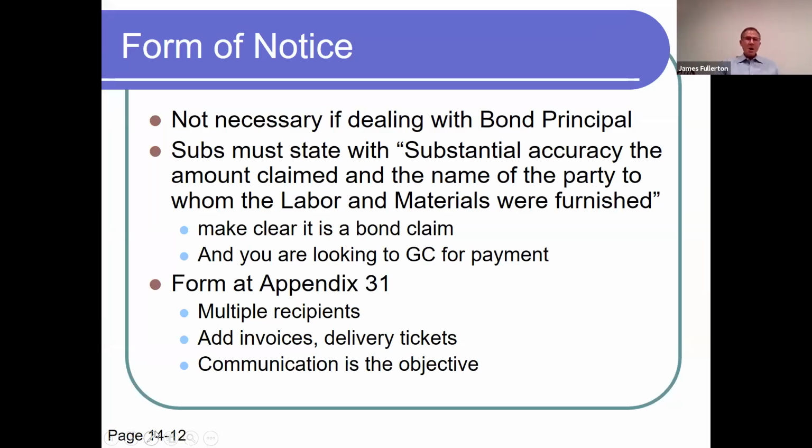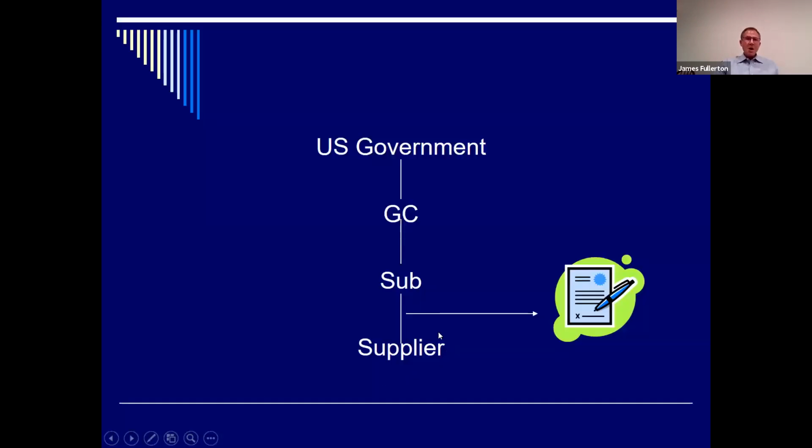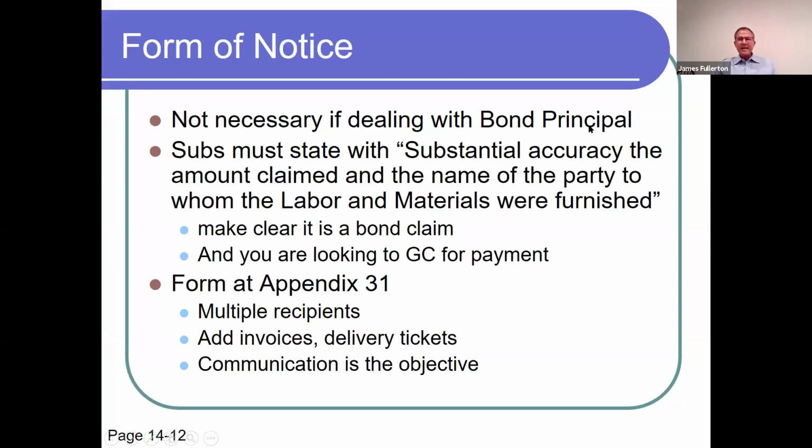Okay, let's talk about the bond claim notice if it is required. You will remember from the earlier chart that both subs and third tier suppliers are required to file suit within 1 year of their last work. If you do not have a contract directly with the bond principal, there's an additional requirement that you send notice to the bond principal, written notice, within 90 days of your last work. So the notice is not necessary if your contract is with the bond principal.